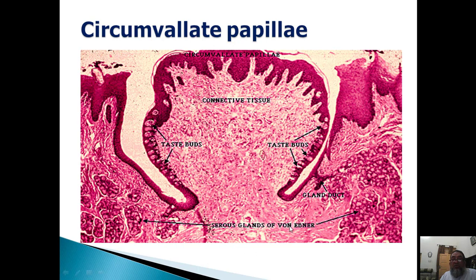Now this is the picture of a von Ebner gland, the arrow is demonstrating. The gland ducts open into the trenches, that is the fissures between the circumvallate papillae. The secretions of the glands pour into them. These are multiple taste buds concerned with the various types of taste. So, typical features: stratified squamous epithelium, lamina propria containing connective tissue along with von Ebner glands.